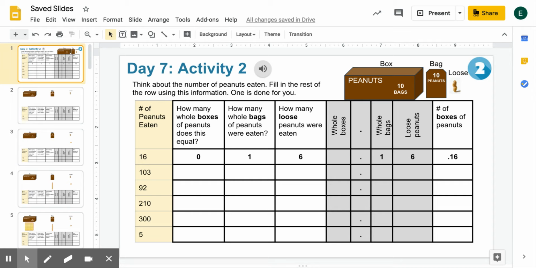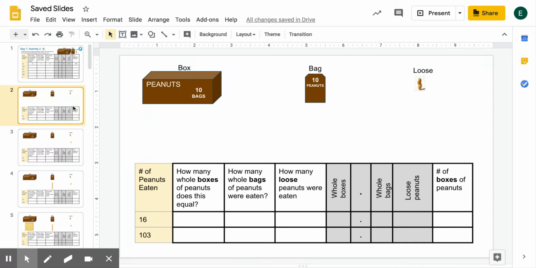Okay, before we even try to fill in this table, let's just make sense of what's happening with the peanuts. So let's look at them. I see one loose peanut, just one peanut. I also see bags of peanuts, and it says that there are 10 peanuts inside each bag. So I know that it takes 10 loose peanuts to fill one bag. It's kind of like I'm multiplying by 10.